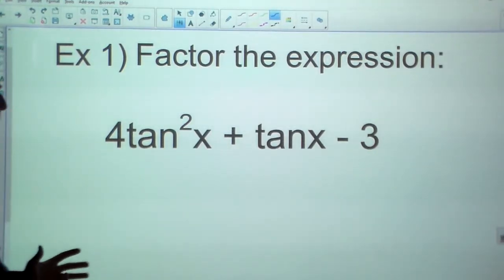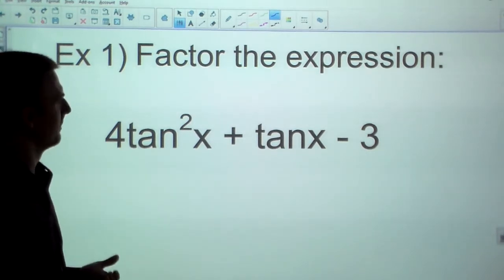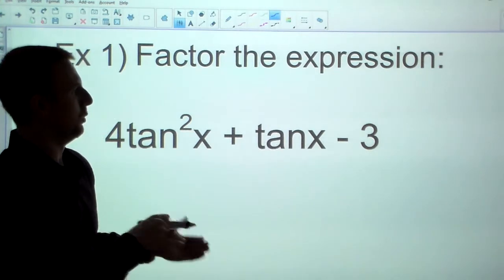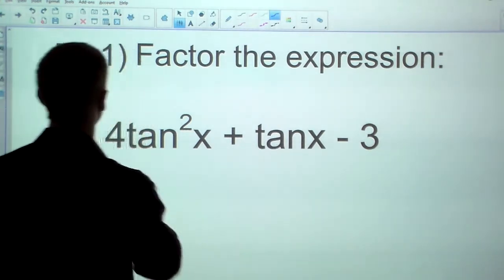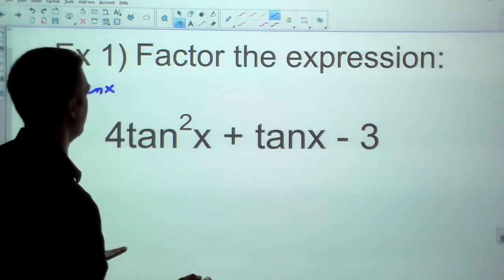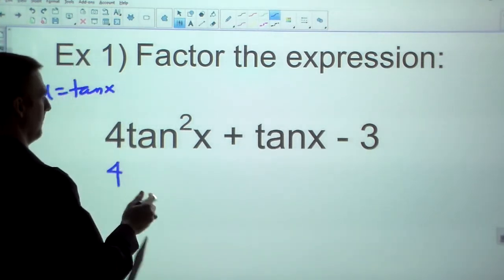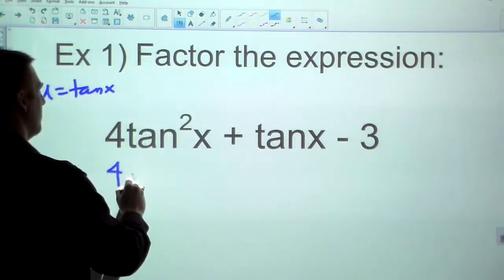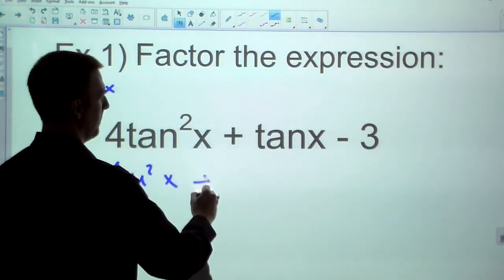All right, factoring expressions that have trig functions built into them. I think U substitution is the best way to go with things like these, and I'm going to stick to the general rule that I take the middle term and make U whatever's there. So U will be tangent of x. And really the way to check to see if that's the right thing to do is just see if you get U squared here, just U here, and a constant.